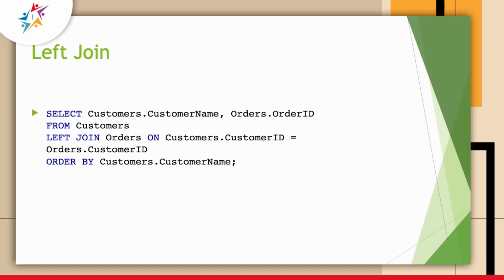So the concept of left join is that only selective records from the right table will be included in your result, and all the records from the left table, that is the customers table, will be included in your result set. So if you want all records from the customer table and selective records from the order table, then you need to use a left join.